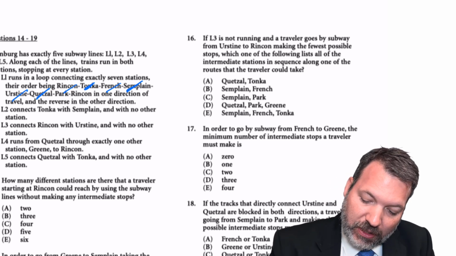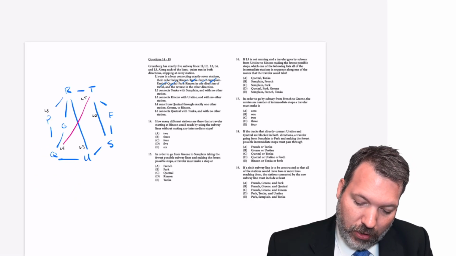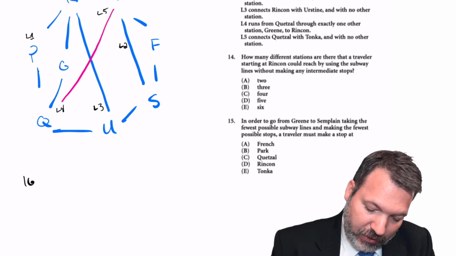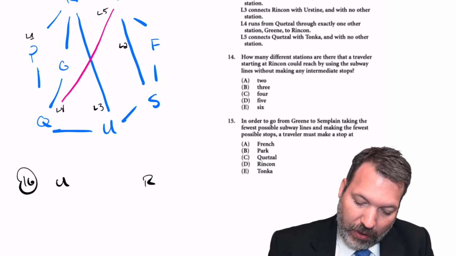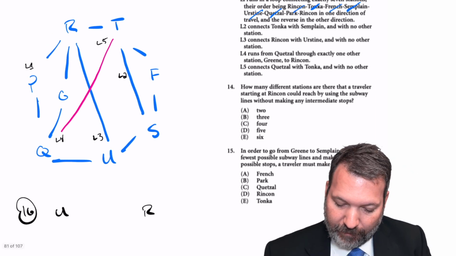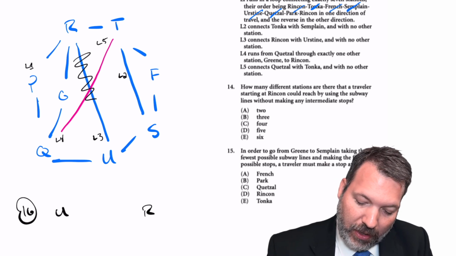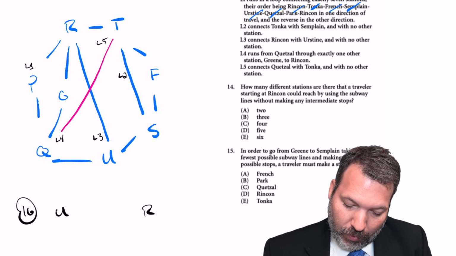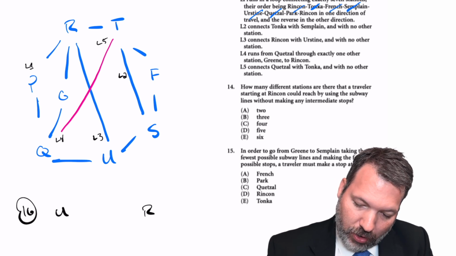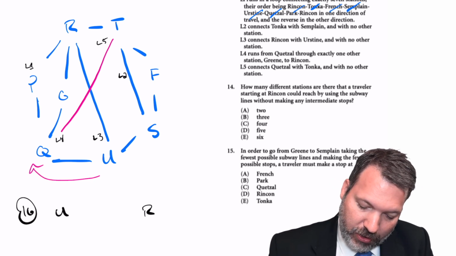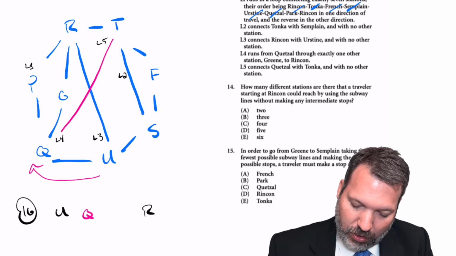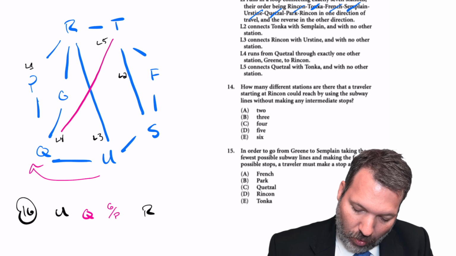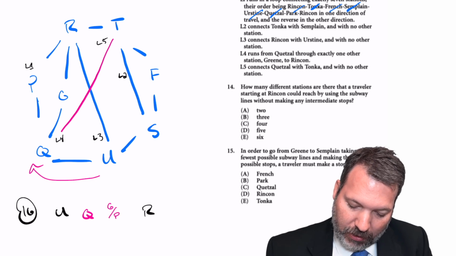So for 16, we want to go U to R. For 16, we're starting in U and we're ending in R. And we want to make the fewest possible stops, but again, line 3 is not available to us for this particular question. Well, clearly we could just go kind of this other direction, U to Q, and then I guess that would be Q to either G or P, and then that would get us to R.